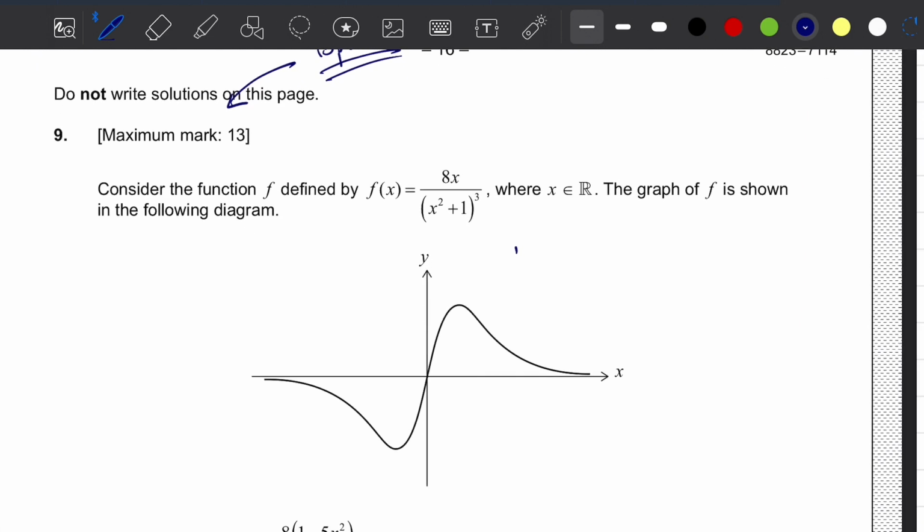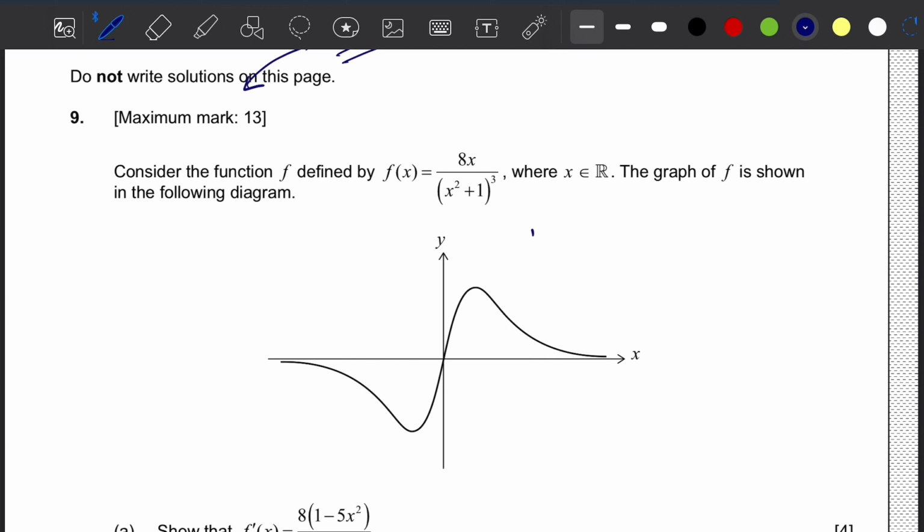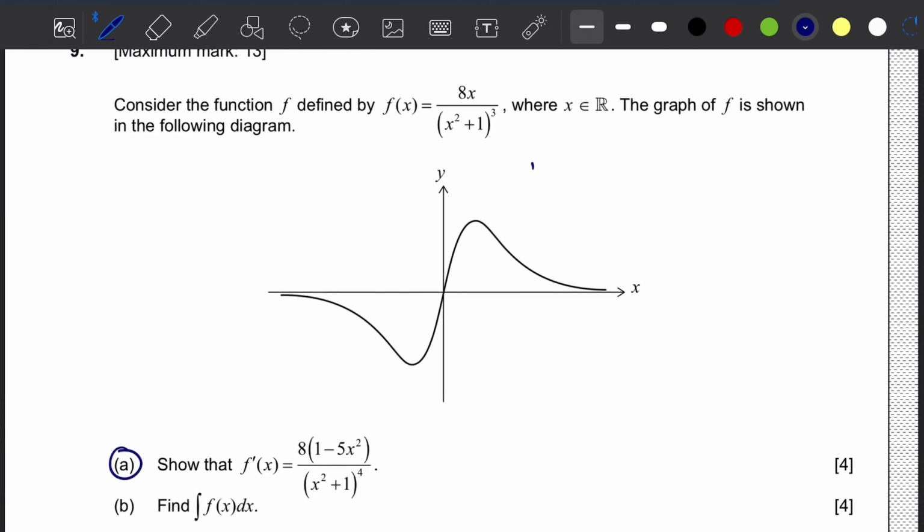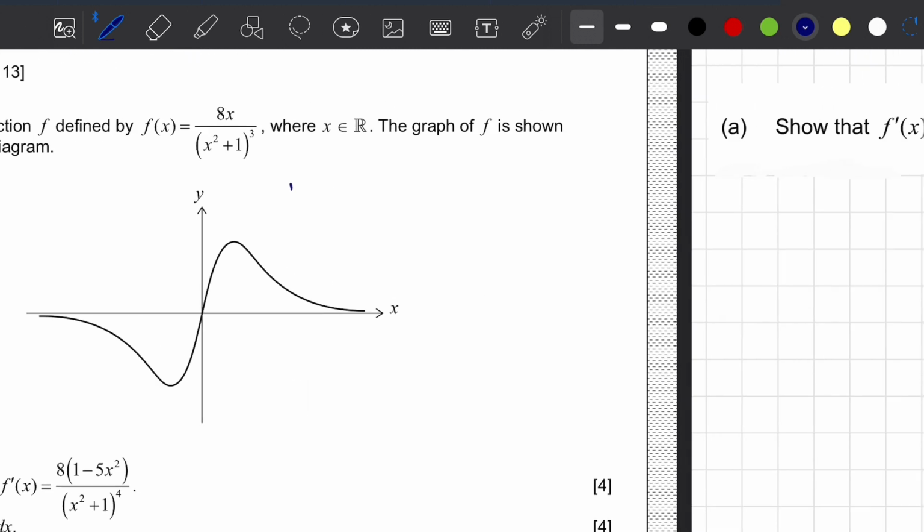So we have the function f of x equals 8x over (x squared plus 1) to the power of 3. For question A, we need to show that the derivative of the function f of x is the same as 8 times (1 minus 5x squared) over (x squared plus 1) to the power of 4. Okay, so let's do this question on a new page.